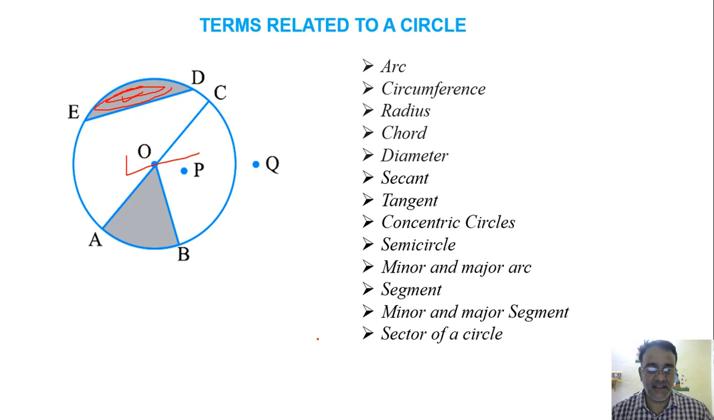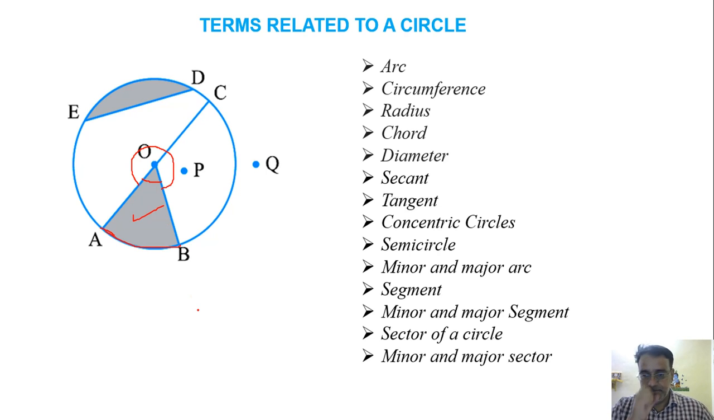And the next one is sector of a circle. Can you identify the sector of this circle? This part. It is the region bounded by the two radii with the corresponding arc. This is the arc and these are the two radii. So this region is called a sector of a circle. Here also we have two types of sector: the smaller one, the minor sector, and this is the major sector.